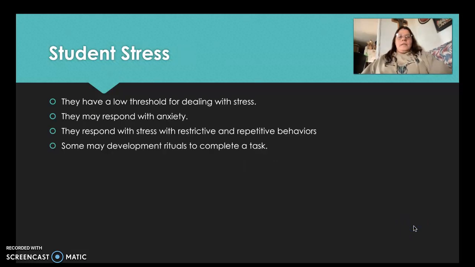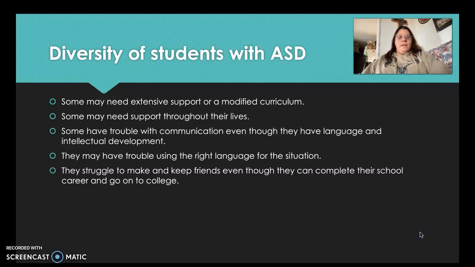Students with autism spectrum disorder have a lot of stress in their lives, and so they have a low threshold for dealing with the stress because they feel like they've got so much coming at them. They have anxiety and trouble staying focused in their environment. They fear a lot of different things in their environment, and some respond to the stress with restrictive and repetitive behaviors. Some may have a ritual they must complete before they start a new task in school. Some will sit and rock, maybe twirl their hair, wring their hands, those types of things. The diversity of students with autism spectrum disorder.